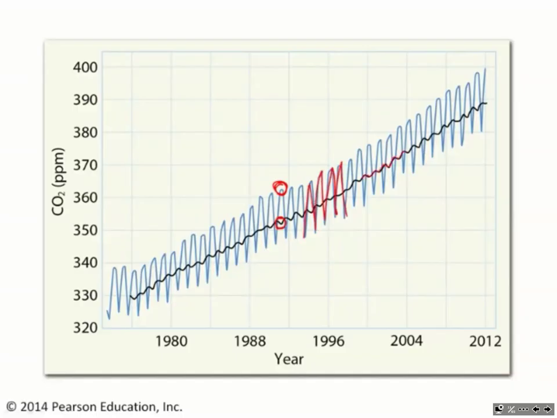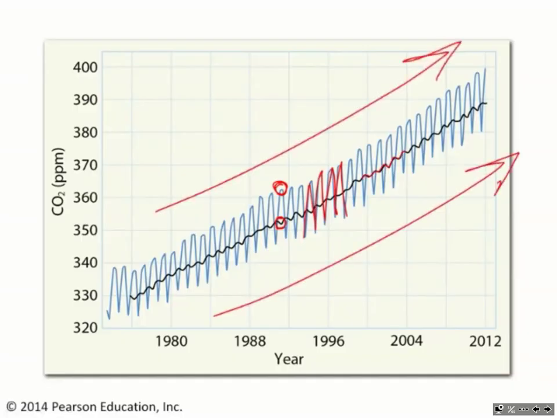And then, of course, the other thing that you notice here is just like at Mauna Loa in Hawaii, both Barrow, Alaska and the South Pole show increasing carbon dioxide levels over time.